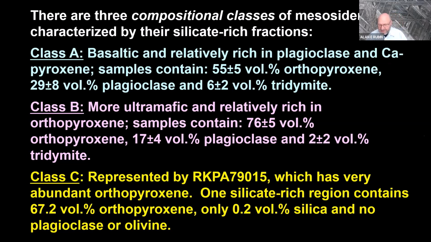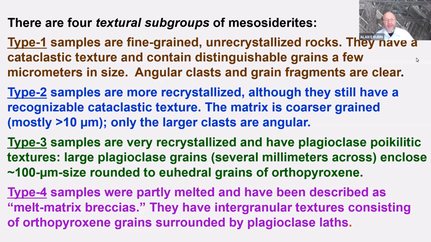Class C mesosiderites are represented by only one sample, Reckling Peak 79015, which has very abundant orthopyroxene. One silicate-rich region contains 67 volume percent orthopyroxene, but only 0.2 volume percent silica and no plagioclase or olivine at all. There are 4 textural subgroups of mesosiderites.